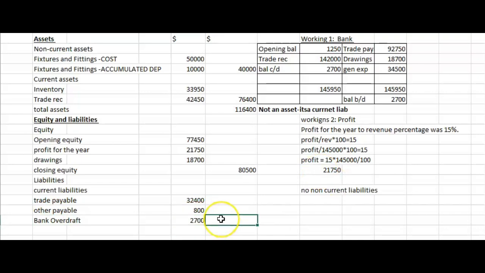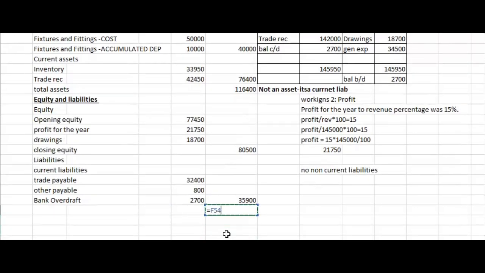Now, we add up all the current liabilities, trade payables, other payables, and the bank overdraft, to get a total of $35,900. Finally, we add the total liabilities, $35,900, to the closing equity, which is $80,500. This gives us $116,400. And there you have it, total assets of $116,400 match the total of equity plus liabilities, also $116,400. This is exactly what we want in every statement of financial position. Your assets should always equal your equity and liabilities. Always check this when preparing or reviewing financial statements.